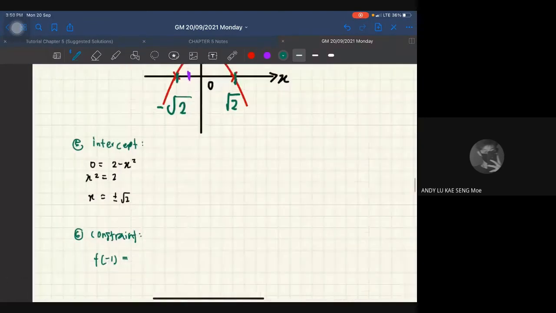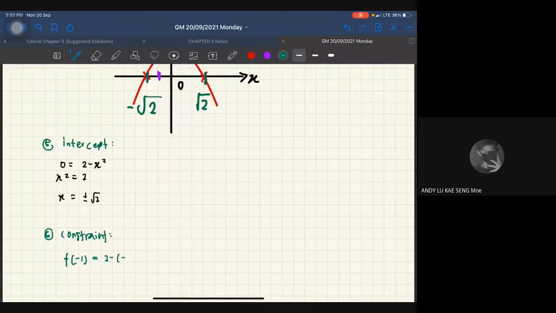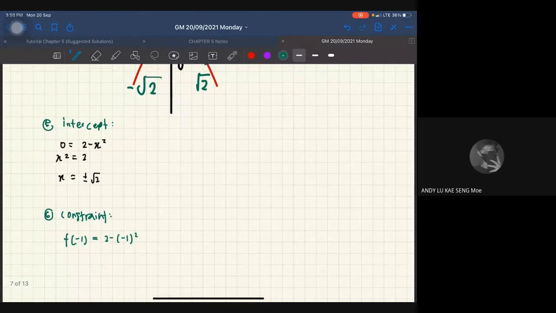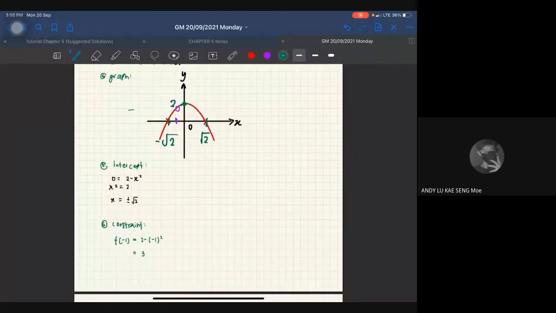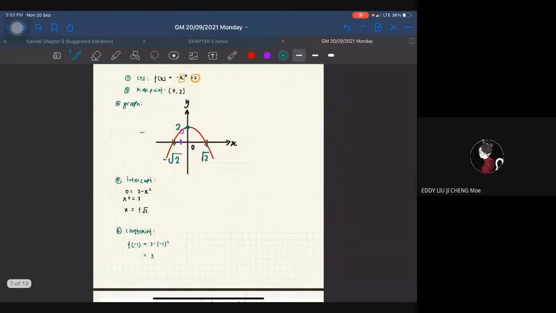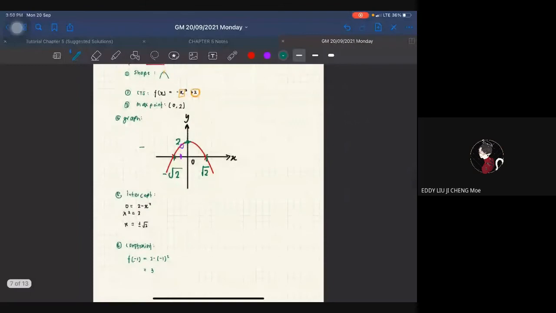2 tolak. So awak ada 2 tolak (-1) square. Okay, so awak akan dapat dekat situ is 2 minus 1 is equal to 1. This one. Macam pelik pula kat situ 3. It's 1, Miss. Terbalik, just 1, sorry.